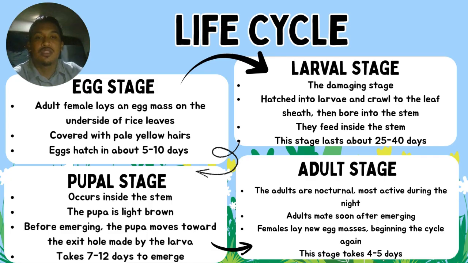The adults are nocturnal, most active during the night. Adults mate soon after emerging. Females lay new egg masses, beginning the cycle again, and this stage takes only 4 to 5 days.